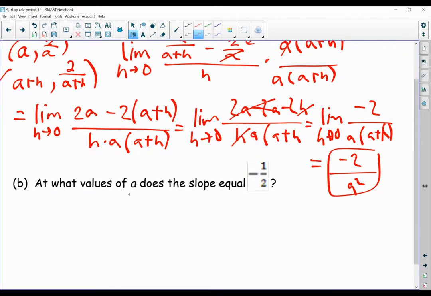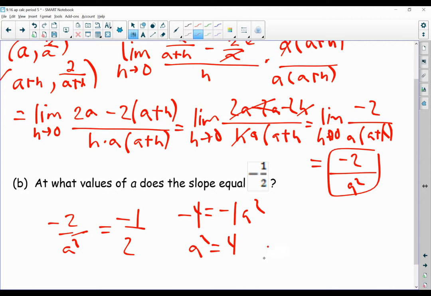Part B here says at what values of a does the slope equal negative 1/2? So now I have a slope expression. I know the slope at any point can be found by doing negative 2 over a squared. So I just want to think, when does that equal negative 1/2? I'm going to multiply both sides by a squared and 2. That gives me negative 4 equals negative 1 a squared. So a squared equals 4, which means a equals plus or minus 2.